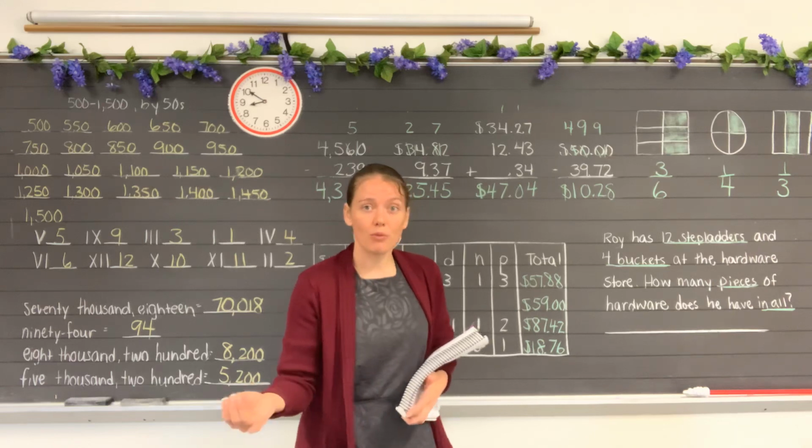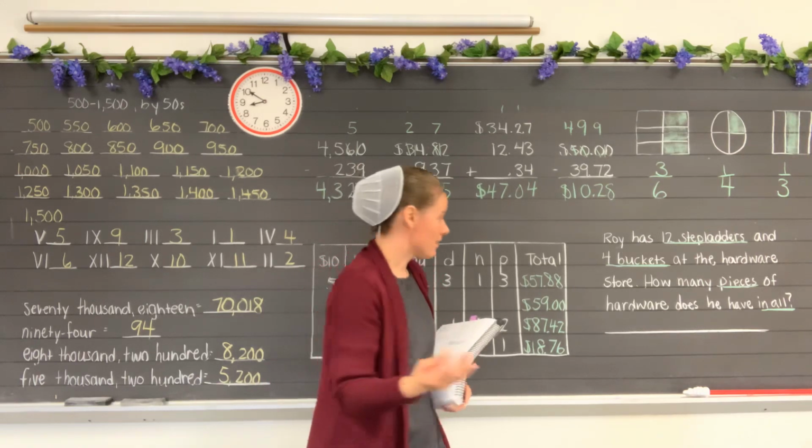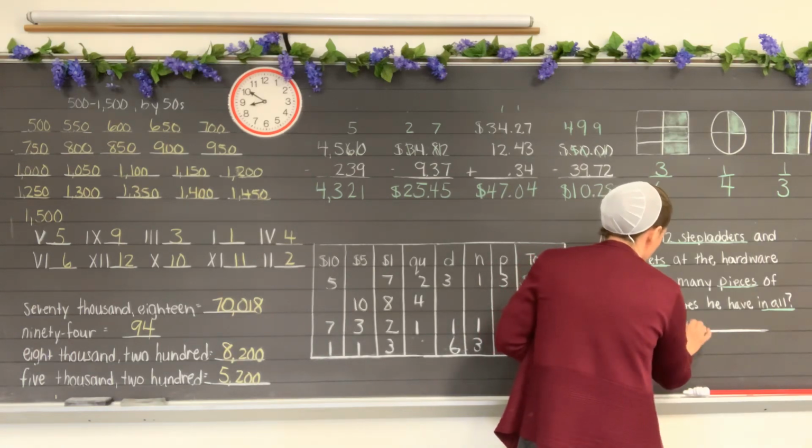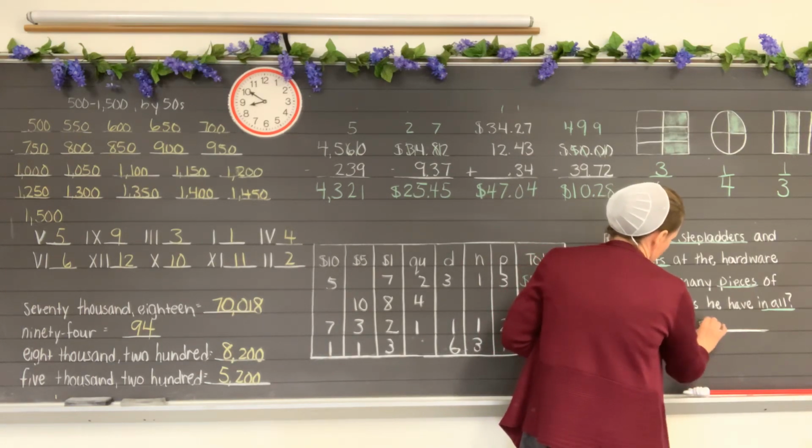Does anyone have the answer for me? 12 plus 4 would be 16. So I'll write it in here. 12 plus 4 equals 16 pieces.